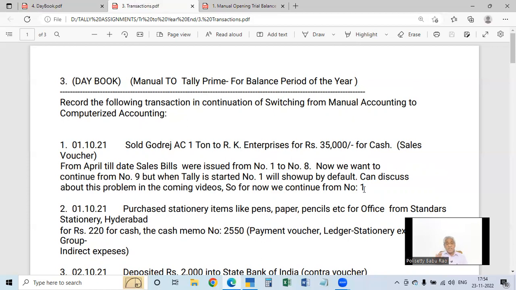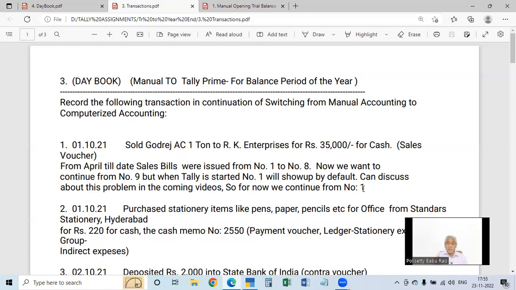Not only this, there are many items to be learned. The configurations, number configuration, as well as sales and purchase configurations, voucher configuration, we will learn at a later stage. So by default, it will start with 1 in Tally. That is why we forget about the old numbers. We follow the same numbers. So from October 1st, the sales will start with 1. Purchase also starts with 10. With those numbers only, okay.